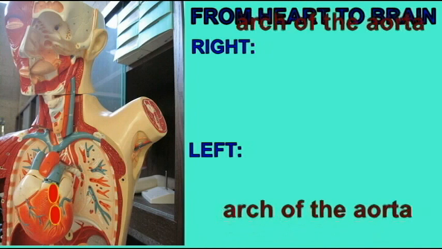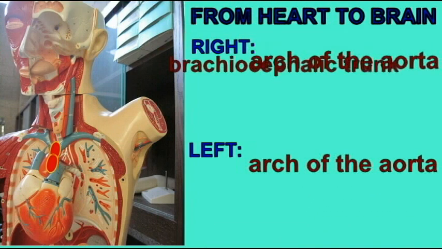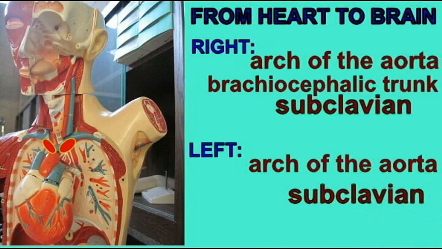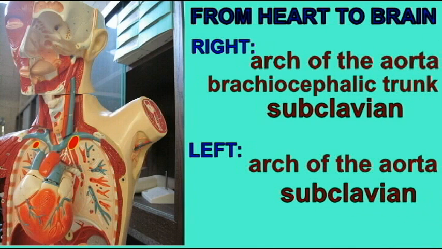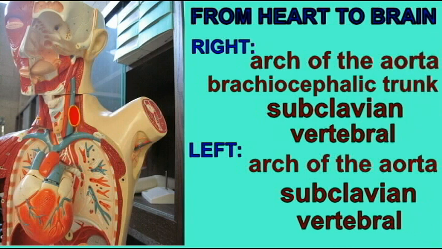Blood can go through the arch of the aorta, on the right side through the brachiocephalic trunk, to the right subclavian, on the left side to the left subclavian, which comes off the arch of the aorta. From the subclavian arteries, it goes into the vertebral artery, which then enters the skull.